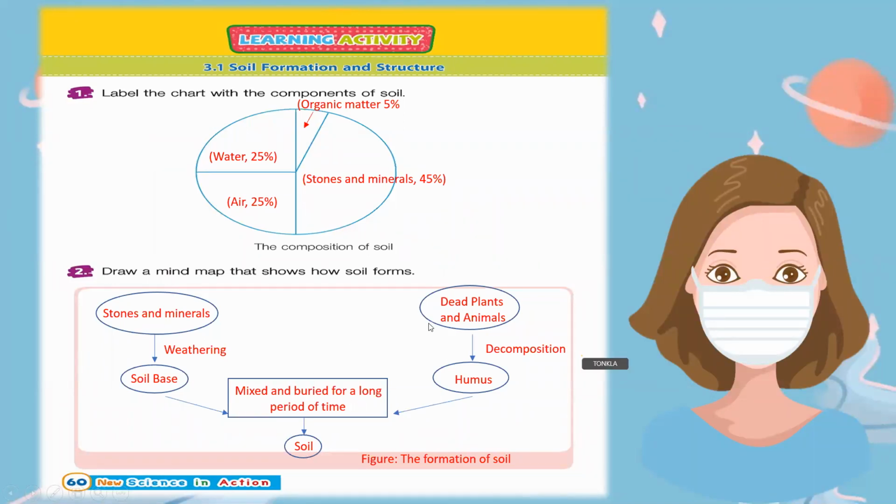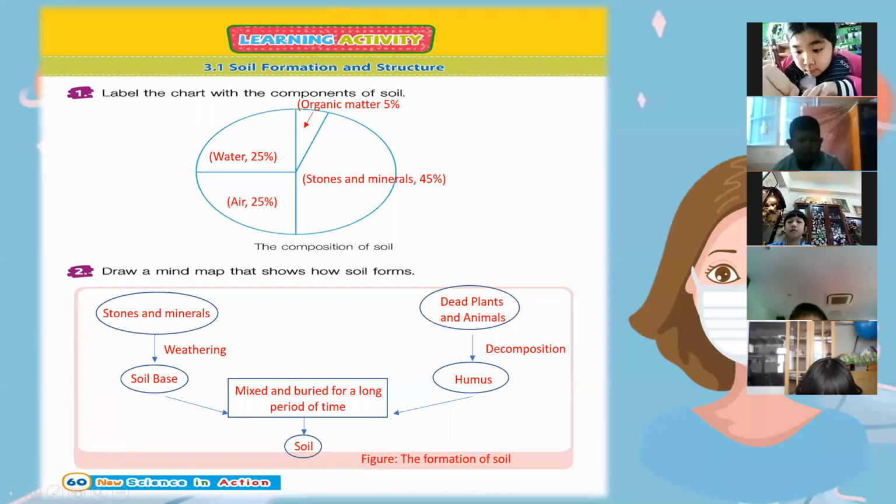Then on the right side, you can see dead plants and animals. Because of decomposition, that's what we call humus. And when we leave it for a long period of time, we are going to have soil. Okay, students, you understand that? Any question?